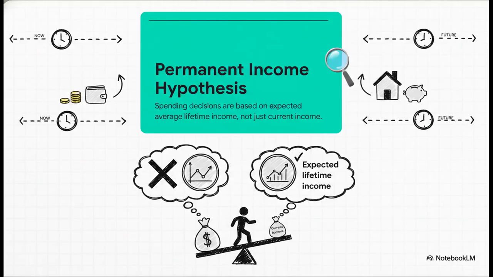And that idea has a name. A pretty famous one, actually, the permanent income hypothesis. It argues that we don't really base our spending decisions on how much money is in our account right now. Instead, we instinctively base them on what we expect our average, long-run, permanent income will be over our entire lives.